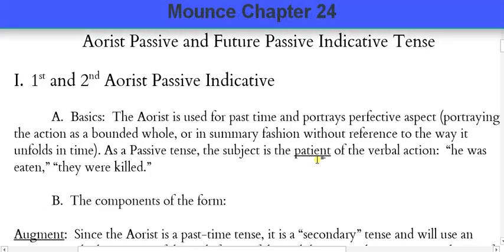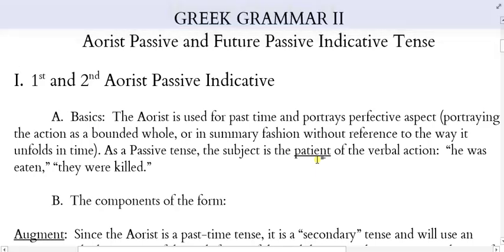So let's take a look at the handout here. We're going to start with the first and second aorist passive indicative here. All right, so as we discussed a little earlier, we're dealing with the first and second aorist passive. These are forms that are past time, and because they're aorist, they're using the tense stem that portrays perfective aspect.